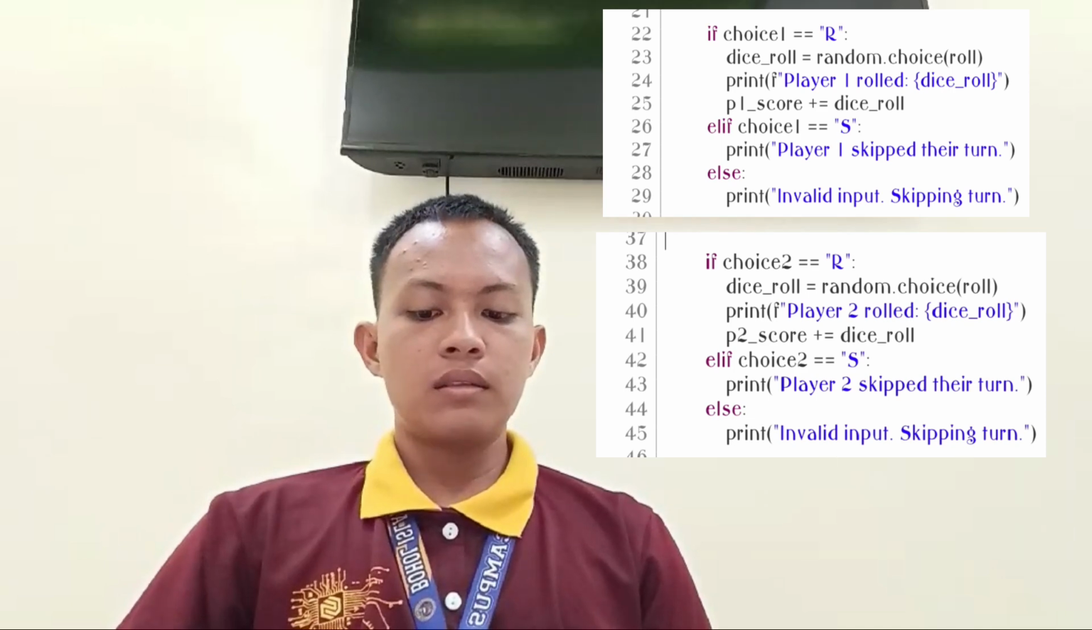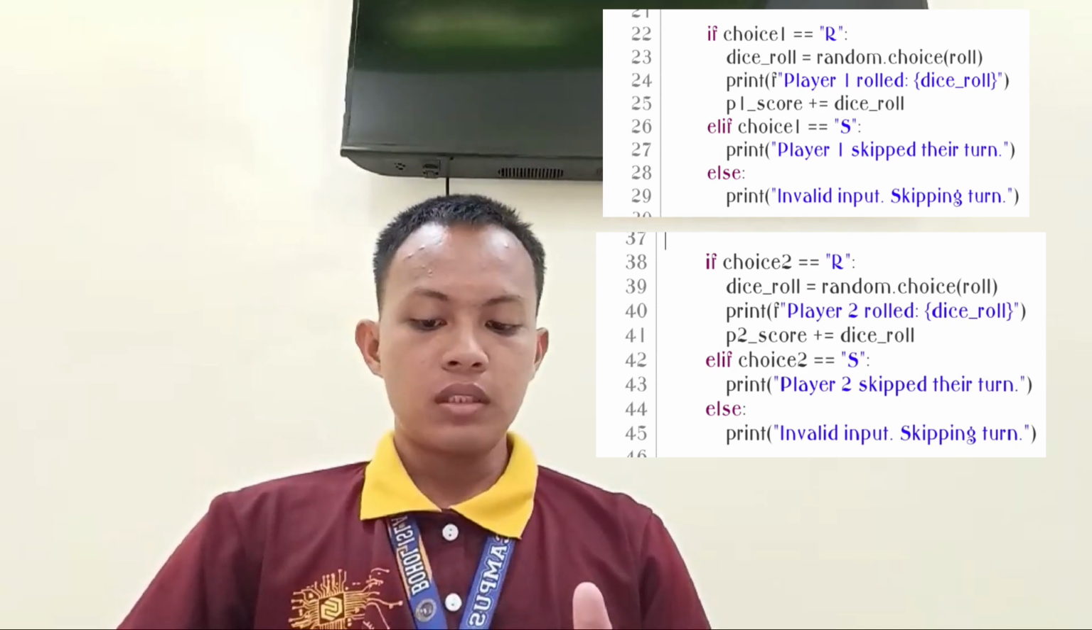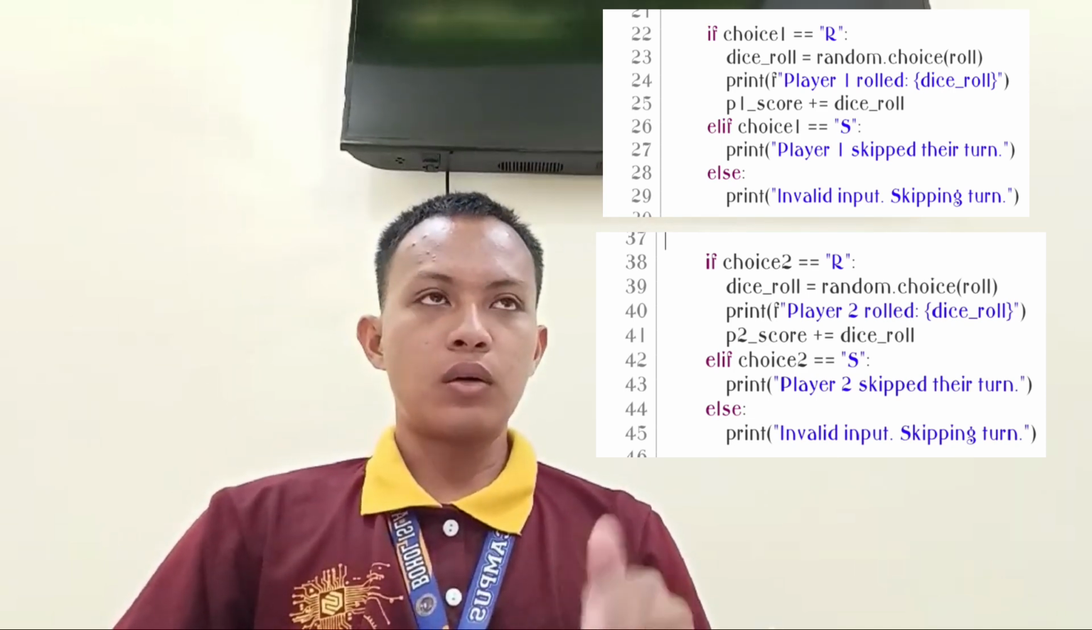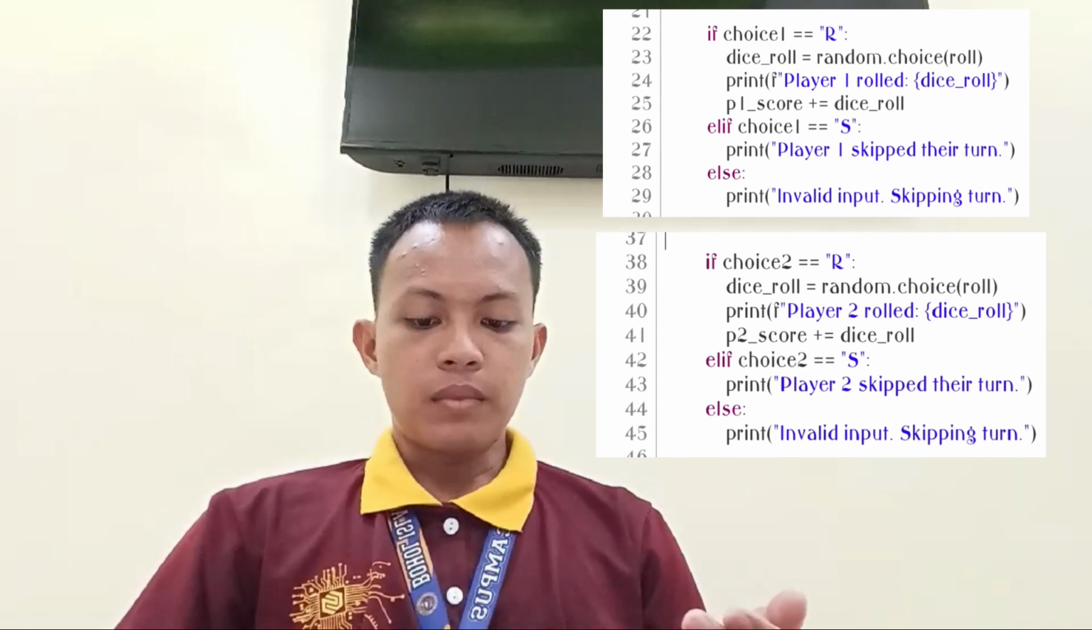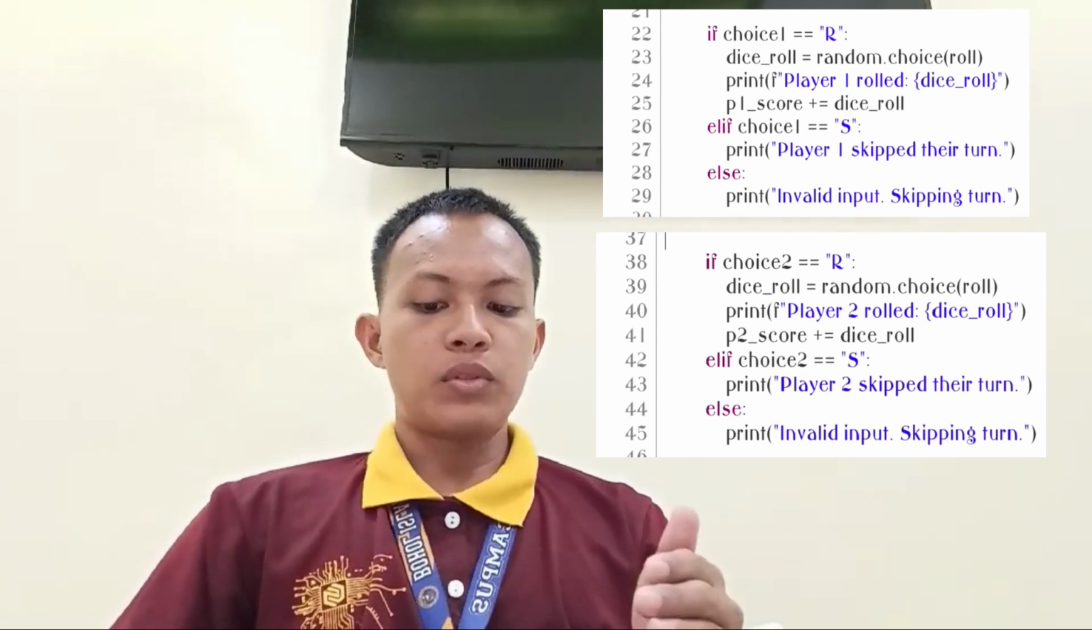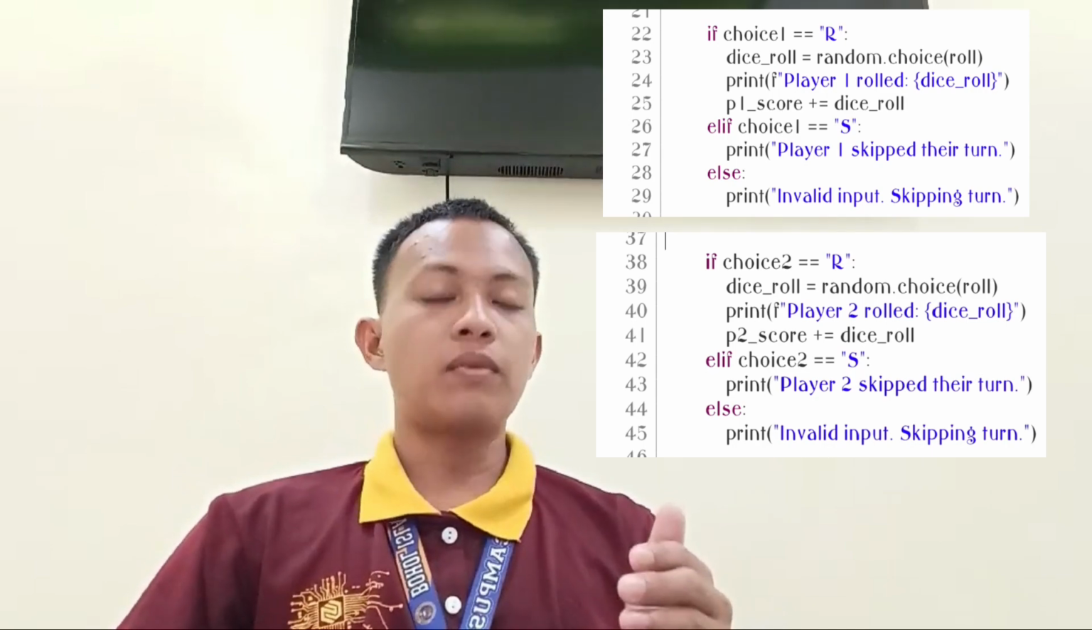So after handling the player's turn, the code prepares for the other player by printing the options for the player to either roll the dice or skip their turn.